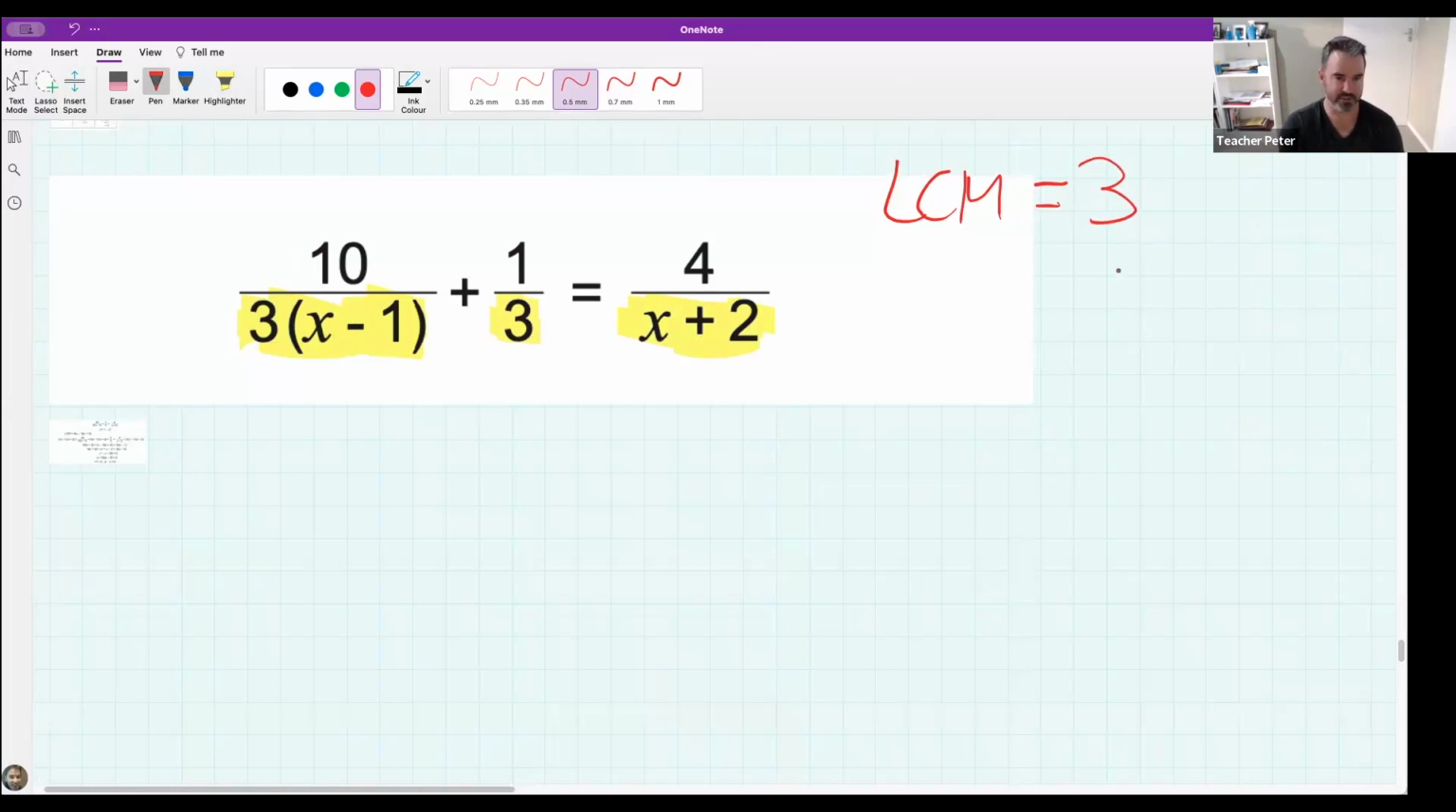There's definitely going to be a 3, Amy. There is definitely going to be a 3 involved, because if I don't have a 3 on top, then this fraction is going to stay. So I need a 3 to cancel, but I probably need a bit more. What else do I need from the bottom here? So 3 is a good start. What else?